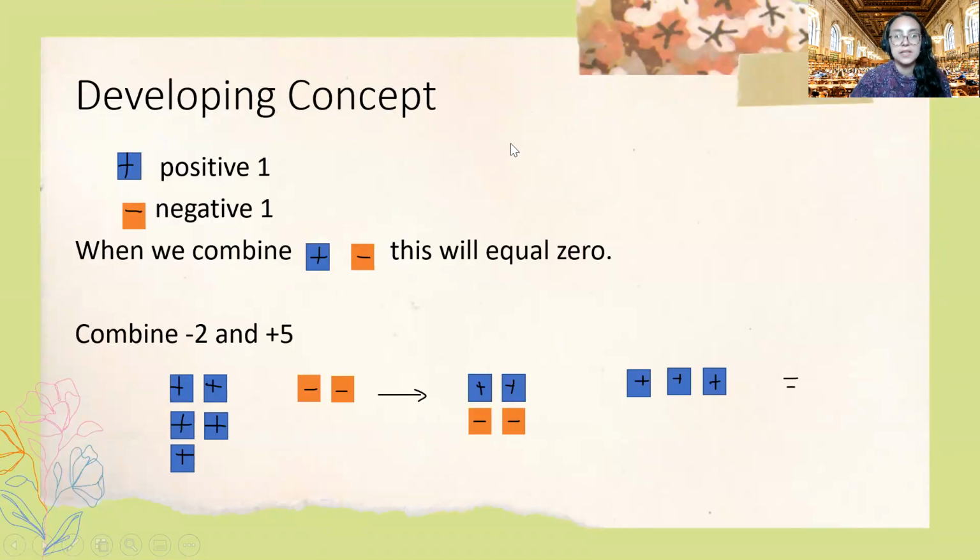So we're going to develop the concept before by using what we call algebra tiles. These little tiles represent, like this blue one represents a positive one, this red one represents a negative one. So when we combine a positive tile and a negative tile, this will equal 0.